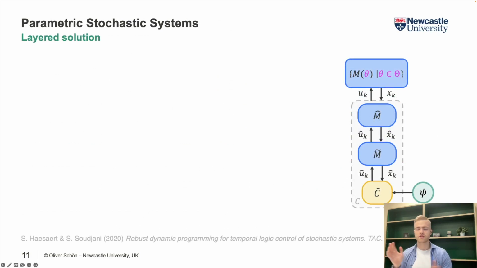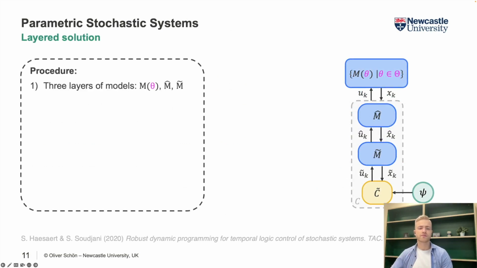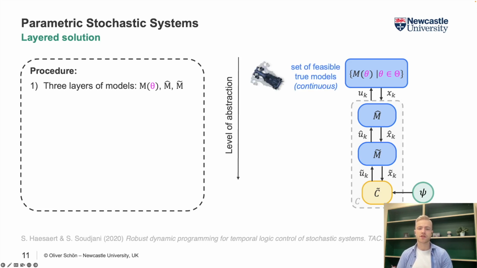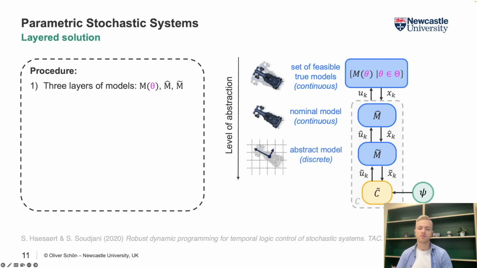Now, how does this all fit together? For the procedure that we're describing in our paper, we're looking at 3 layers of models, where here I indicate the level of abstraction. So we're starting with a set of feasible true models, which contains our true model with some given confidence. Then we choose one nominal model of this, for example, just using the estimate of our parameters. We then grid this model, so we have a discrete abstraction for it.